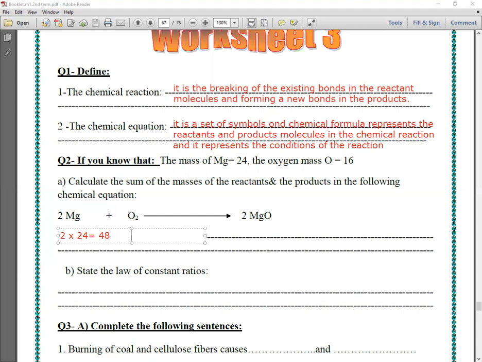Okay, but oxygen, 2 times 16 equals 32. So the mass of the reactants equals what? 48 plus 32, so it equals 80. So the mass of the reactants equals 80.